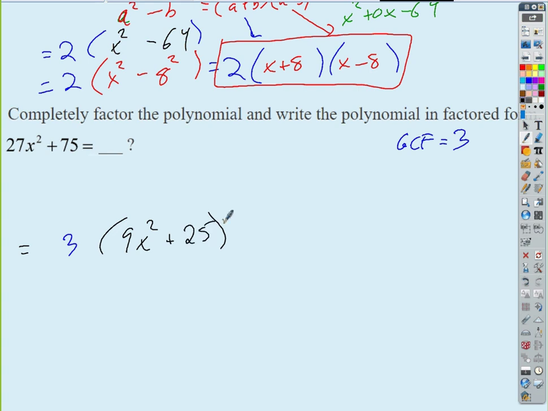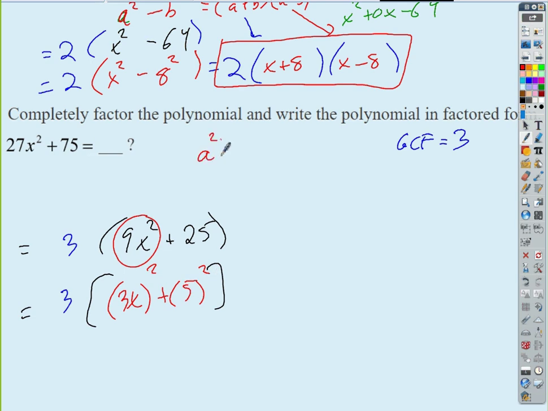Okay, and that one, you might be tempted to think of that as a pattern. Do you see a pattern there? Okay, 5 could be squared. And the first term is what quantity squared? 3x. So it looks like a sum of squares, doesn't it? Okay, but what's my sum of squares pattern?